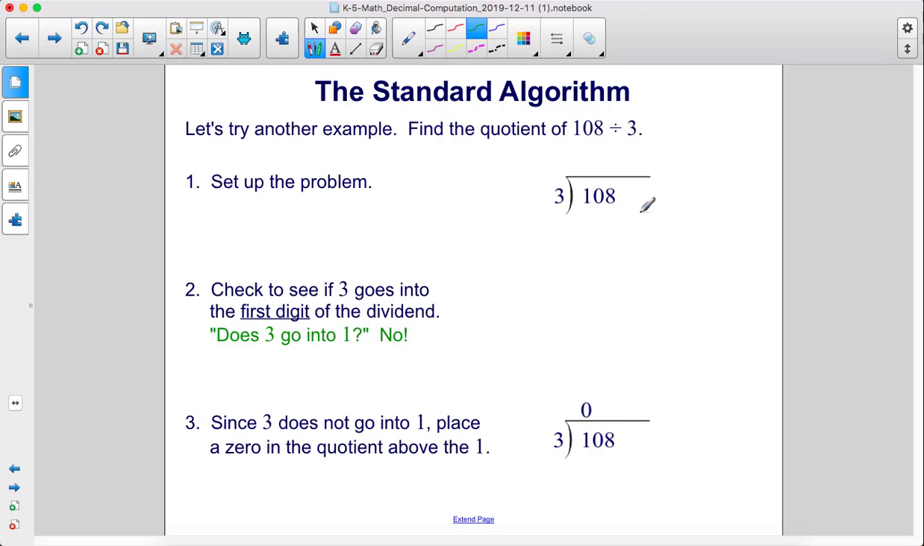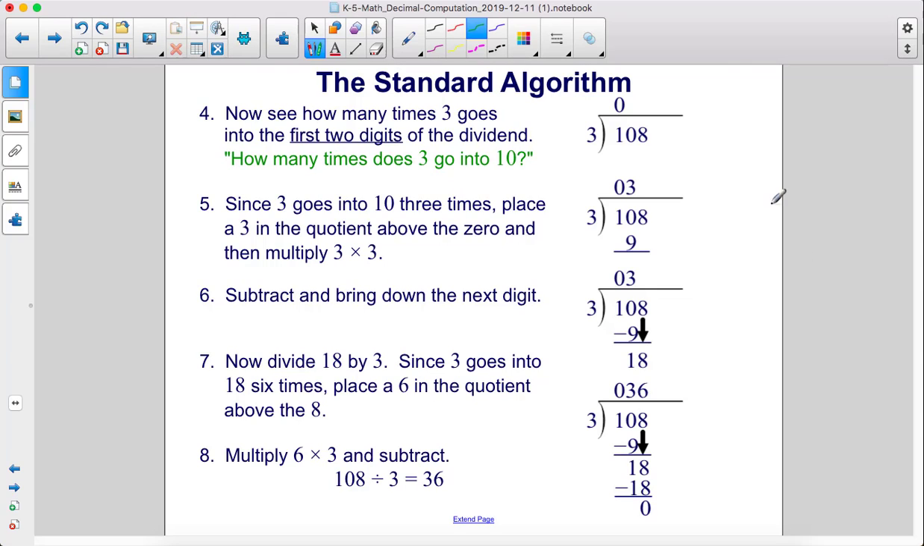First, we set up the problem. Second step, check to see if 3 goes into 1. Does 3 go into 1? No, it doesn't. Since 3 does not go into 1, we place a 0 right above the 1. The next step is to see how many times 3 goes into the first 2 digits of the dividend.